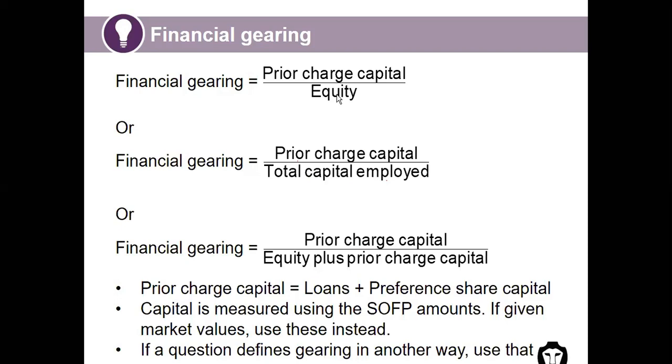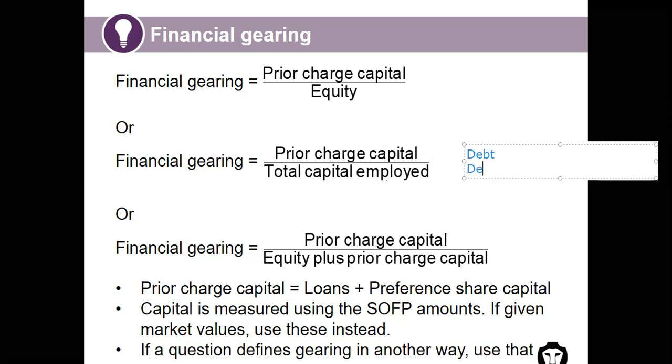So what is prior charge capital over equity? Prior charge capital means loans plus preference share capital. So this is actually long-term debt. You can call it long-term debt over equity, or you can call it long-term debt over total capital employed, which means debt over equity plus debt. How would I write this down? If I have to make it simple, I would prefer writing it like debt divided by debt plus equity. You can call it like this, okay?